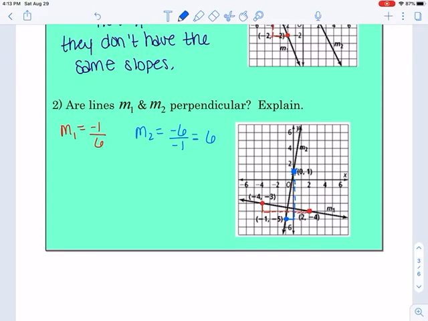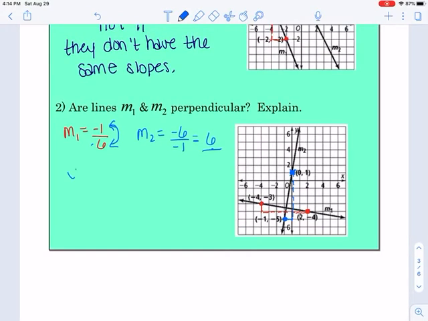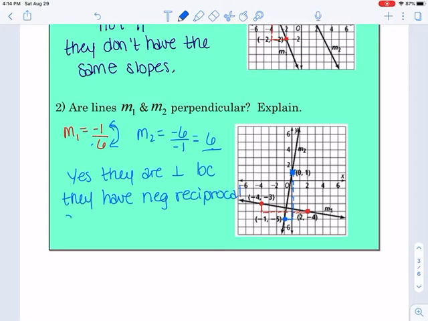So now we need to decide, are they perpendicular? If they're perpendicular, the slopes have to be negative reciprocals. So the negative part, one has to be negative, one has to be positive. I have a negative 1/6 and a positive 6. I have that part. And then I need to see if I flip this, would I end up getting this? And the answer is yes. So yes, they are perpendicular. And that is because they have negative reciprocal slopes.